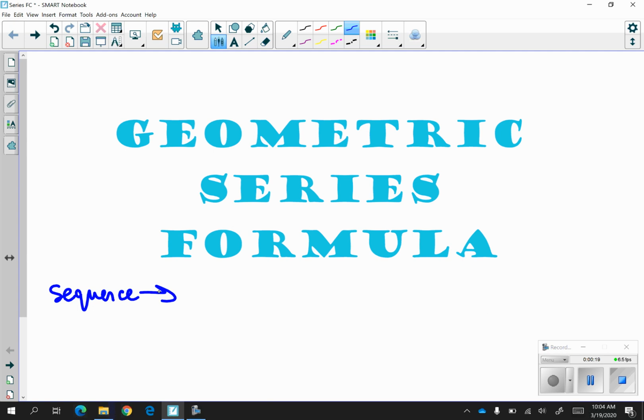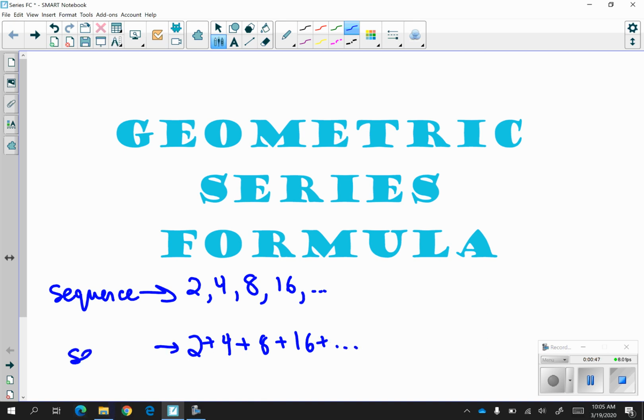is a list of terms such as 2, 4, 8, 16, and so on. Right now my common ratio is 2 because I'm multiplying by 2 each time. Now, when you add all these terms together, so if we get rid of the commas and add plus signs between all of the terms, now that becomes a series. So a sequence is just a list of numbers, but a series is when you add all of the numbers together.